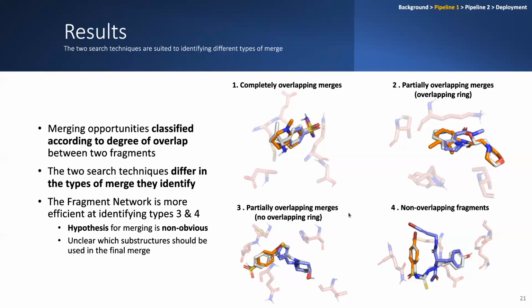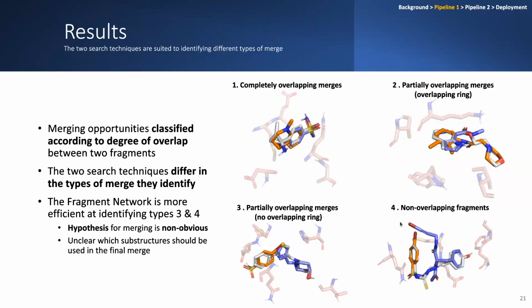The 2 other categories seem to represent more difficult merges in that there's not an obvious hypothesis for merging. The third one is partially overlapping merges where there is no overlapping ring structure. And the fourth is where we have fragments that are completely non-overlapping. So these represent more linker-like opportunities, except we're not incorporating the entirety of the 2 individual fragments. We consider these to be more difficult because there's no obvious hypothesis for which substructures within the fragments to incorporate and the connectivity of how to do so.